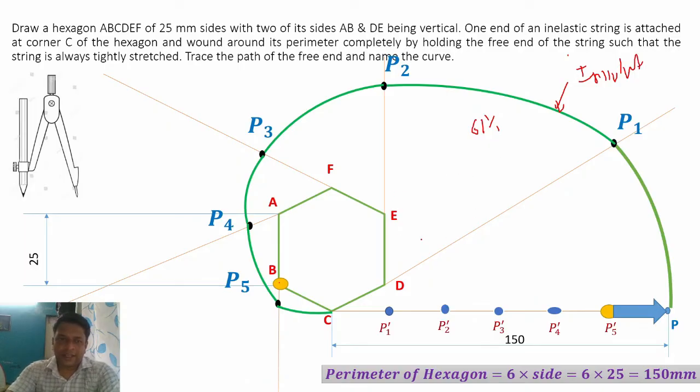First thing, draw the hexagon with the given position. Then find the perimeter of the polygon. For the polygon, the formula is very simple: number of sides into length of the side. Then draw the line passing through the string attached point. Then the length of this line is equal to the perimeter of the polygon. Now divide this length into equal number of parts equal to the sides of the polygon. Then from each point measure the radius and go on shifting the centers and draw the complete curve.